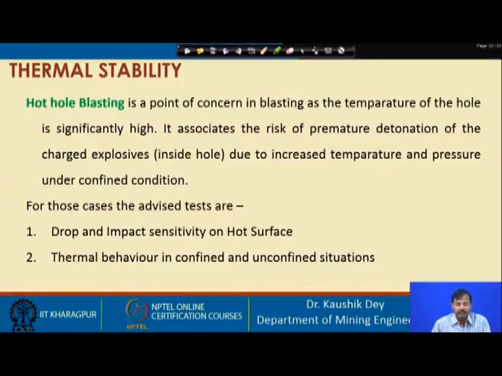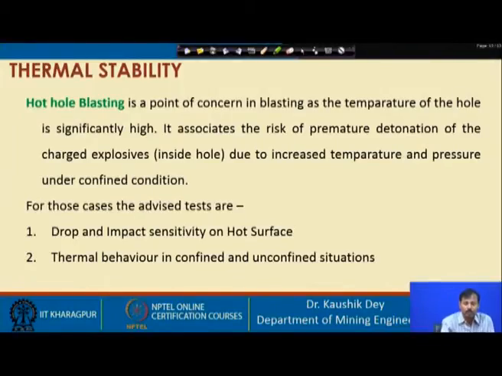and as the temperature of the hole is high, if we place our normal explosive inside that hole, that means the hole is charged with the normal explosive, there is a chance that the explosive may be prematurely detonated because of the heat, which generates gas from the chemicals of the explosive, and under confined condition the pressure will build up. If the pressure reaches the detonating pressure, the explosive will be initiated. So, that may be a premature detonation condition, and everyone carrying out hot hole blasting must be careful about this.